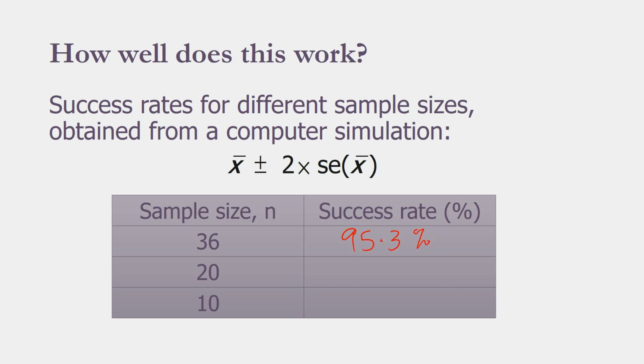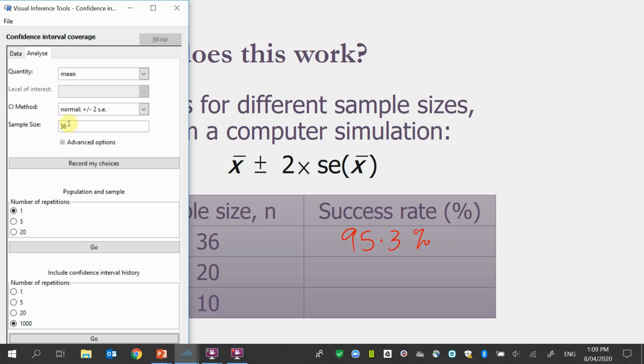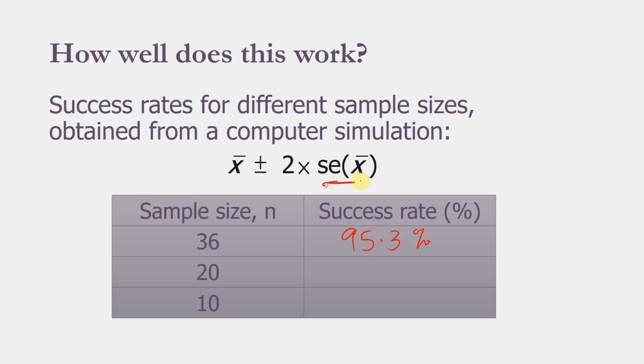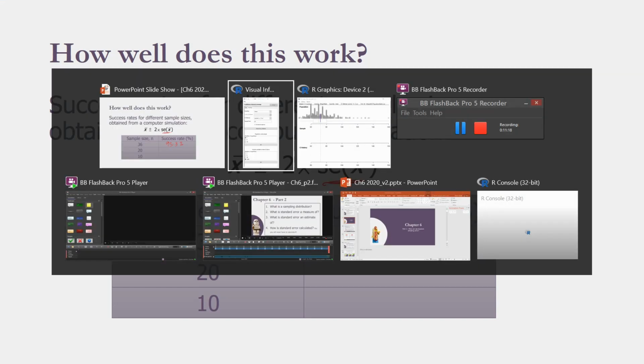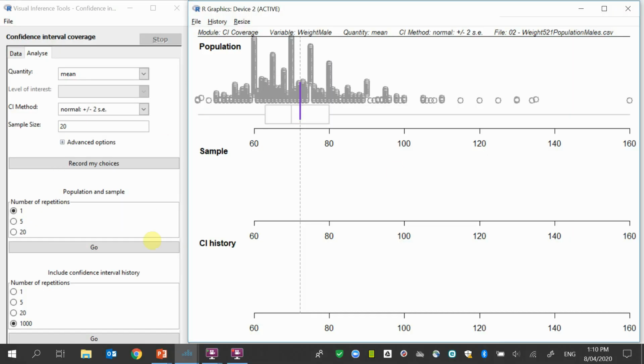Okay, so that's for samples of size 36, which is what we had in the example. What if we have a look at doing the same thing, but for samples now of only size 20? Now we know when you have a smaller sample, you have more sampling error, so the standard error is going to get bigger. So our intervals this time are going to be wider. Let's have a look.